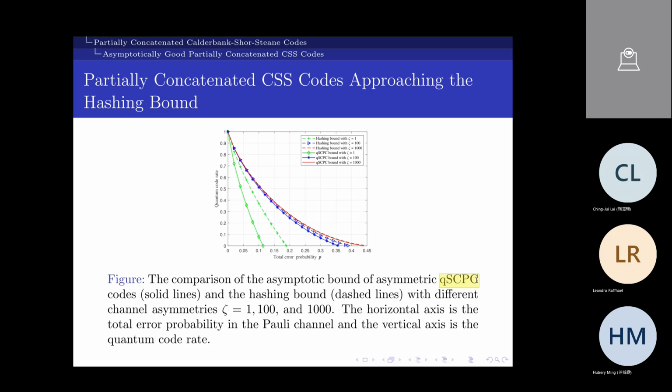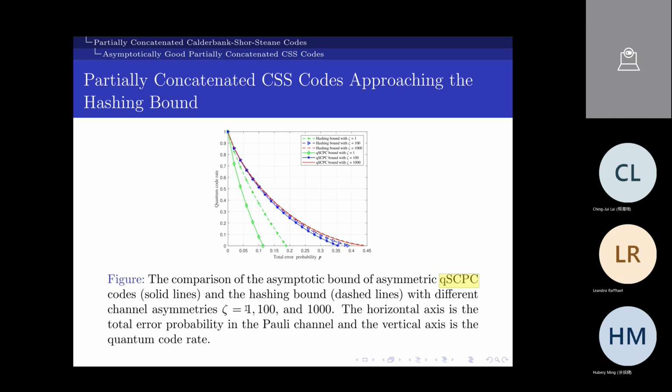Sorry, there is a mistake about the abbreviation. We can see that, for example, the solid line is our code, and the dashed lines are the hashing bounds, and they have different channel asymmetries, for example, zeta equal to 1, 100, and 1000.